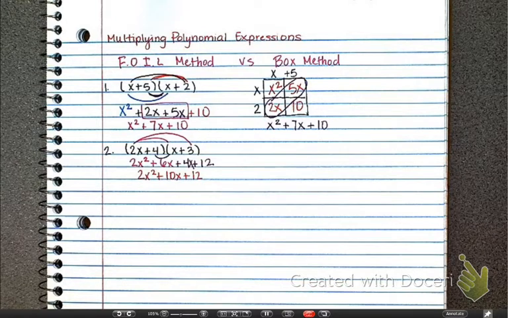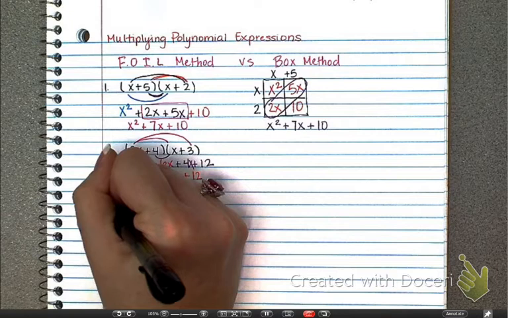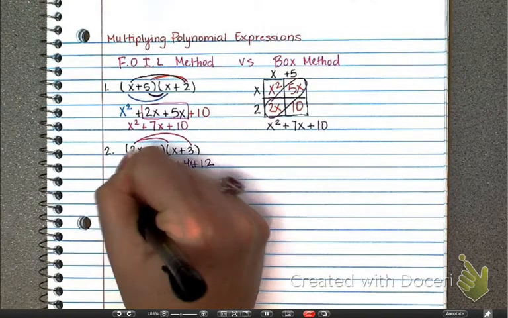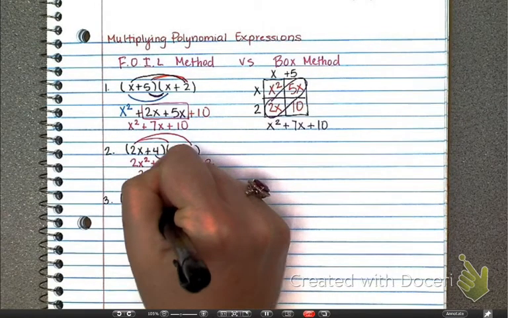Did you get that even if you use the box? Does anyone need to see the box with this problem? No? Okay. So let's try now with a binomial times a trinomial.